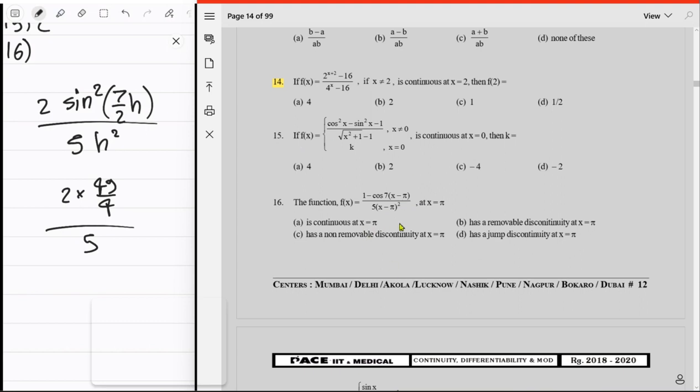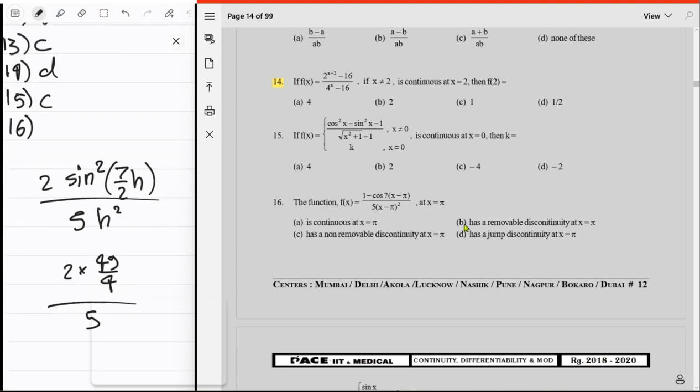Yes, so this has a removable discontinuity at x equal to pi. That's the thing, right? Jump discontinuity at x equal to pi. Okay, not really. Okay, fine, it's just B. Next question.